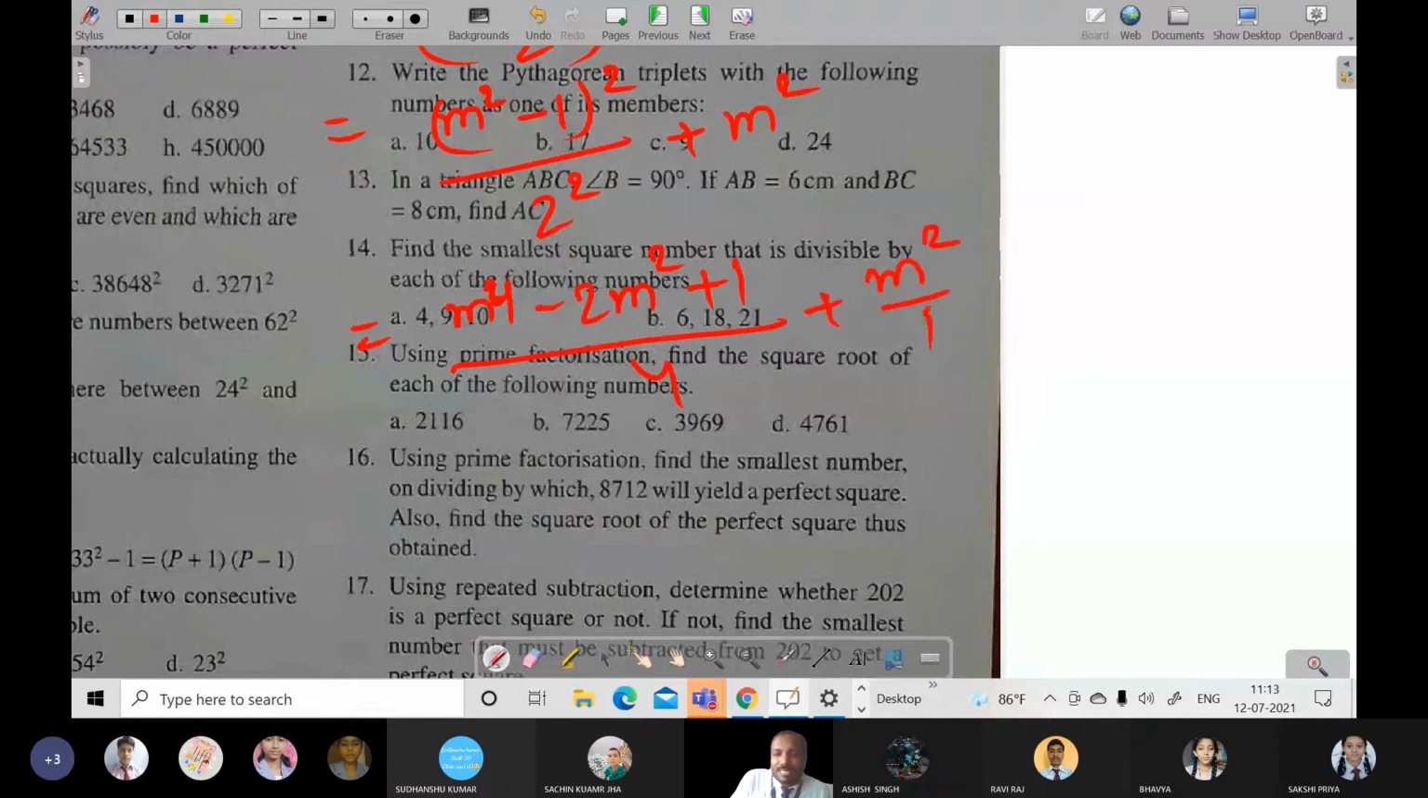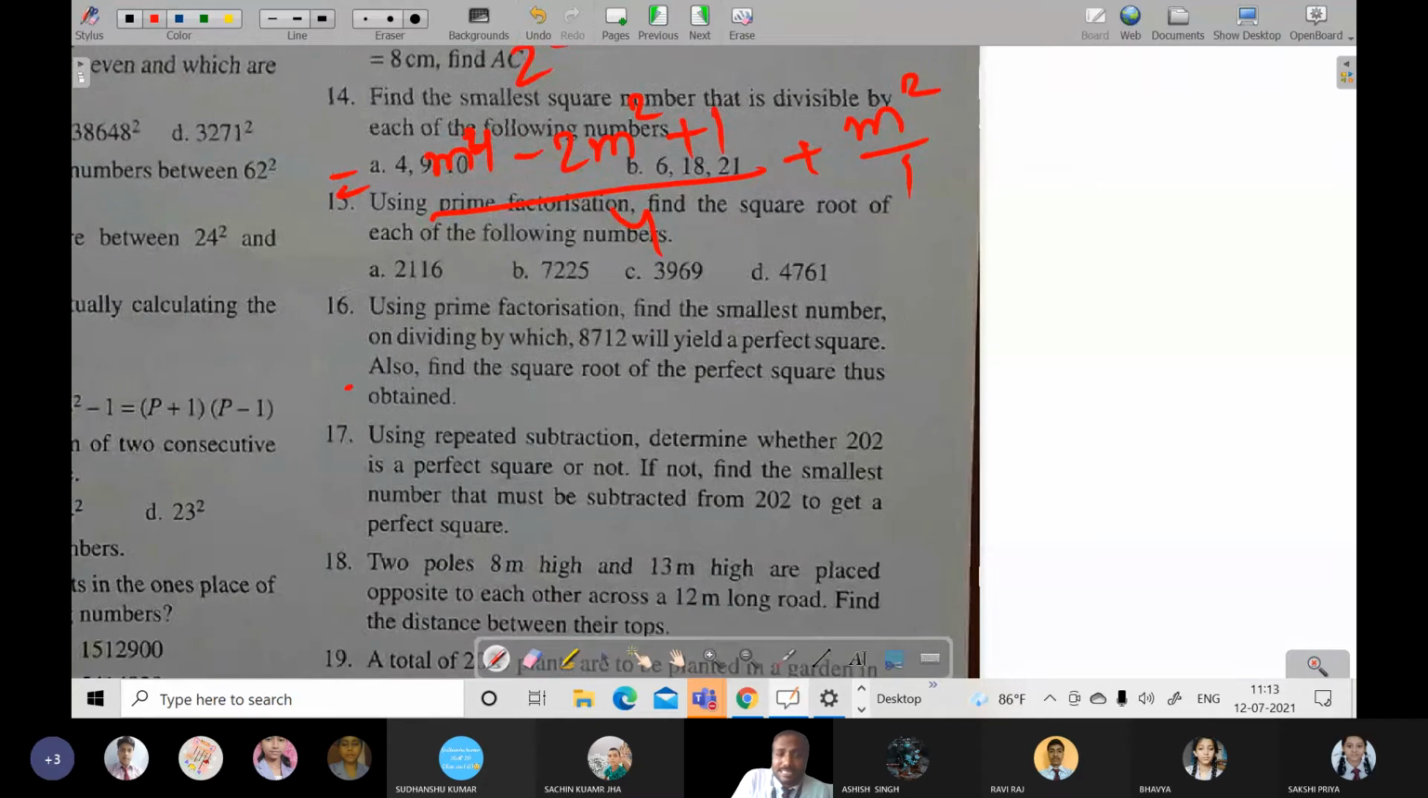Now when we do the fraction addition, what will we get? We will get 4 as the LCM, because the least common multiple of 4 and 1 will be 4 itself. When 4 is divided by 4, that is 1, and when we multiply 1 with this, the number doesn't change, it will be the same. That is m raised to the power 4 minus 2m square plus 1, and in the middle there is plus. When 4 is divided by 1 there will be 4, and 4 into m square is 4m square.